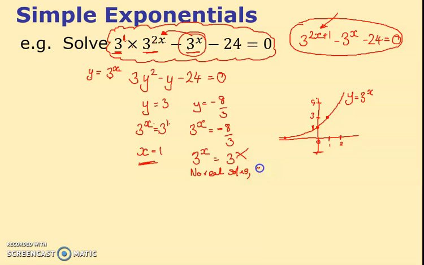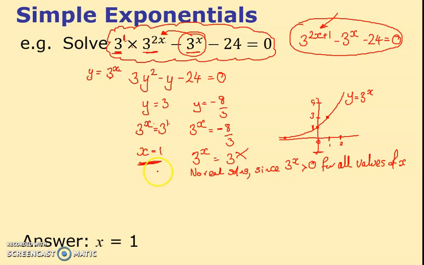We write, since it's 3 to the x, 3 to the x is greater than 0 for all values of x. And it can't be equal to 0 even, because it never ever touches this line. It's always actually positive. So I actually only get one solution on this. I get x is 1. And that's, luckily, x is 1.